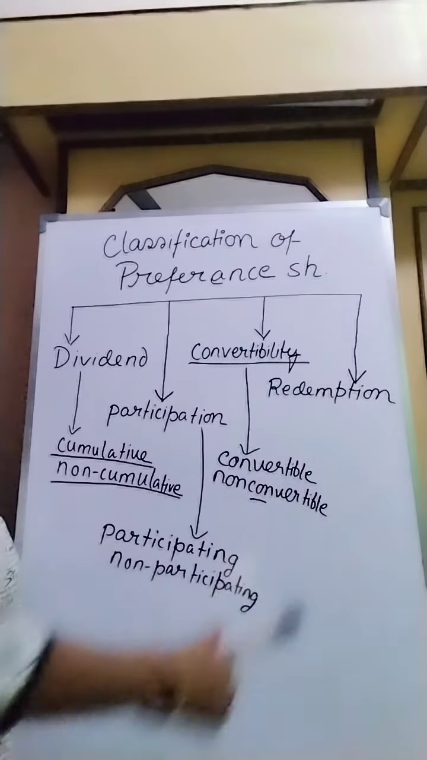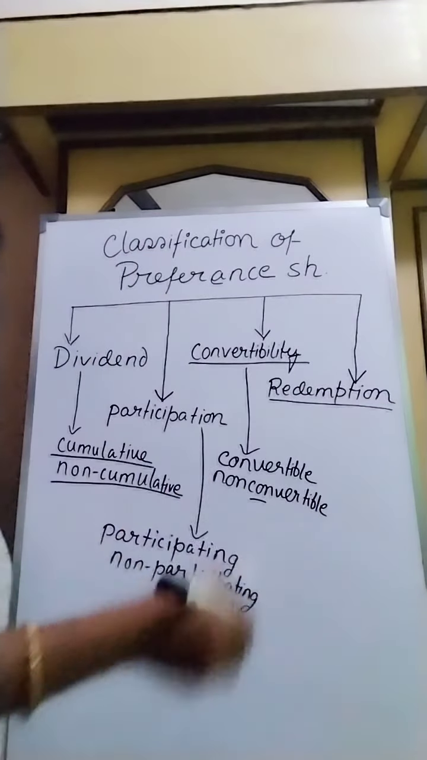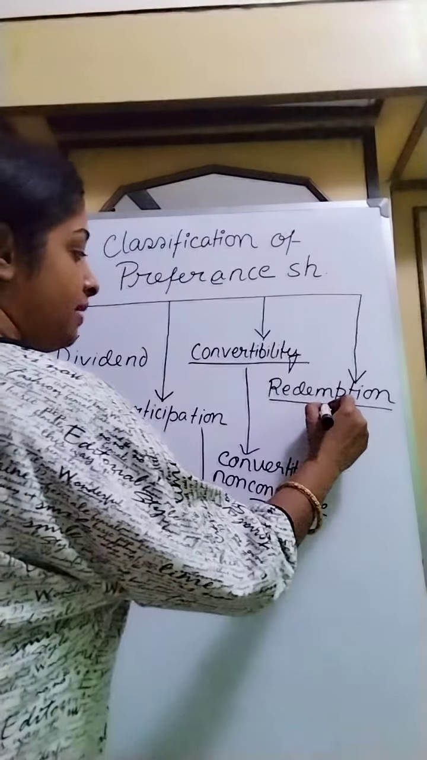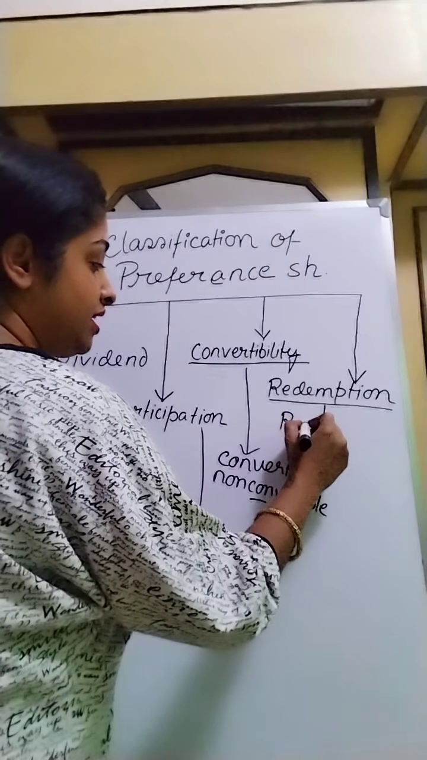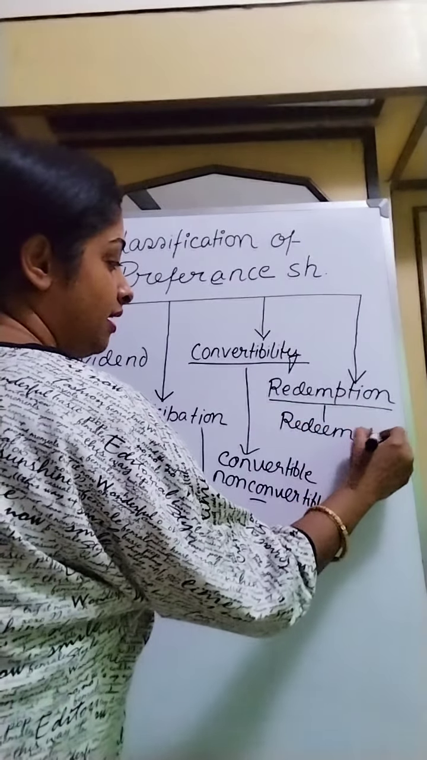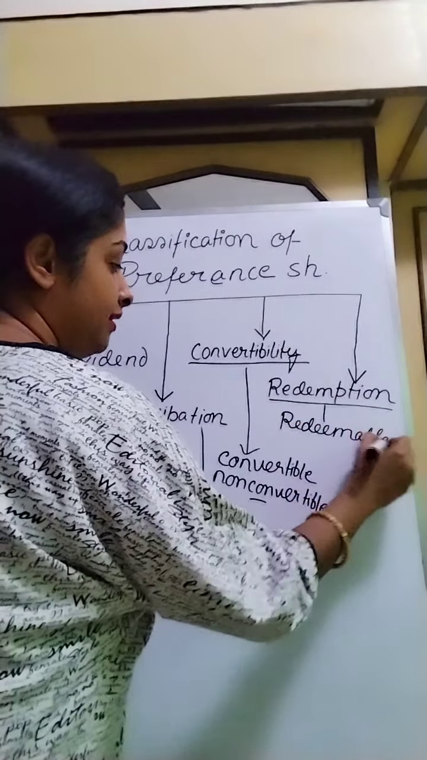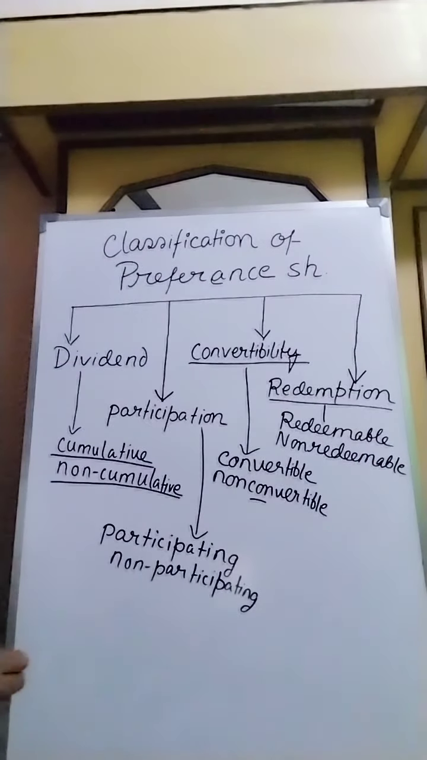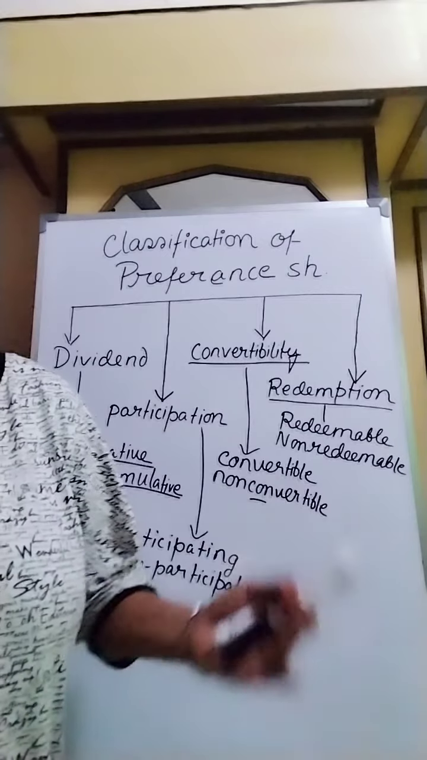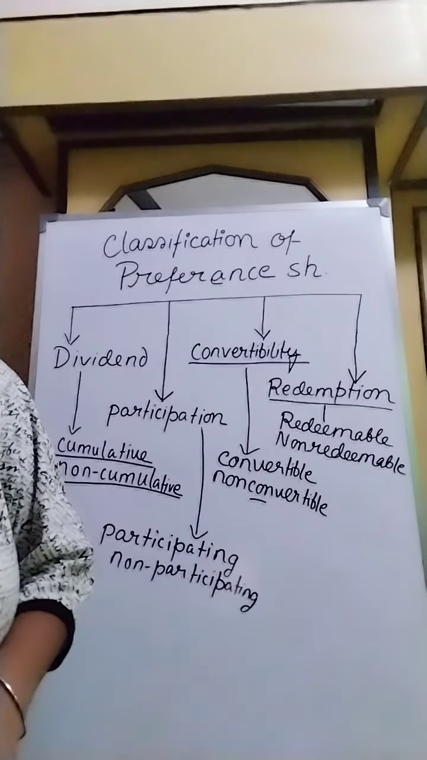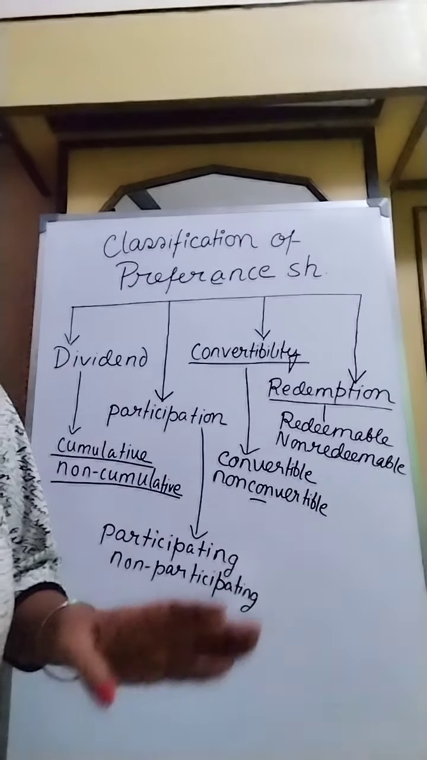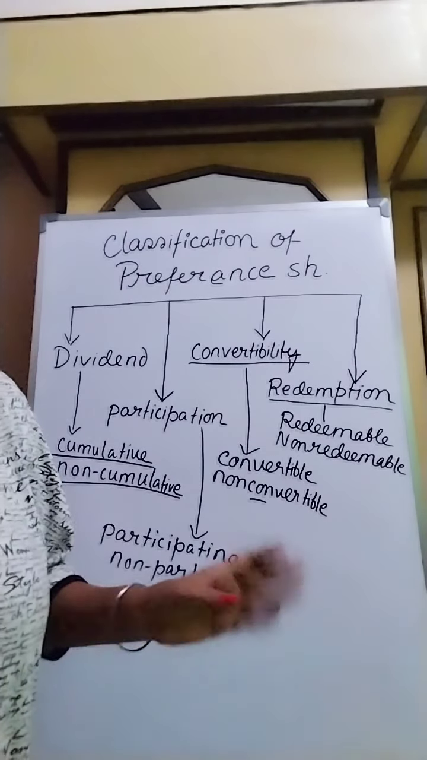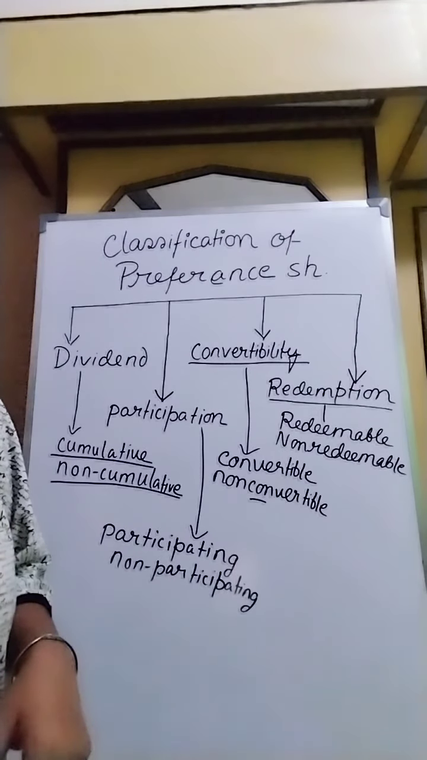Now coming to the last category, that is redemption. Based on redemption, there are two types of preference shares. One is redeemable preference shares and the next one is non-redeemable preference shares. Now, what are redeemable preference shares? The redeemable preference shares are those preference shares the amount of which can be redeemed by the company at the time specified for the repayment or earlier. The repayment amount is termed as redemption.